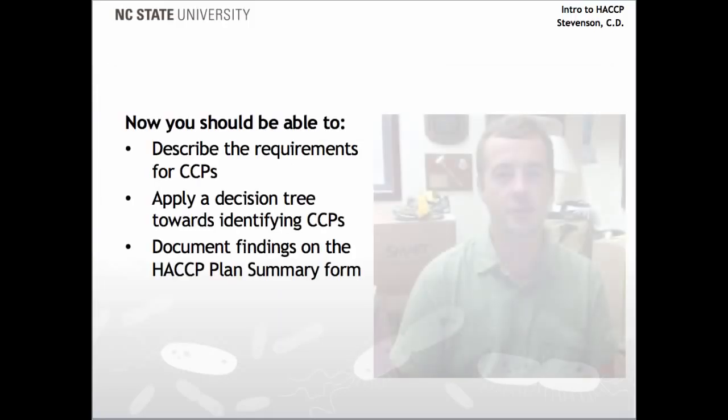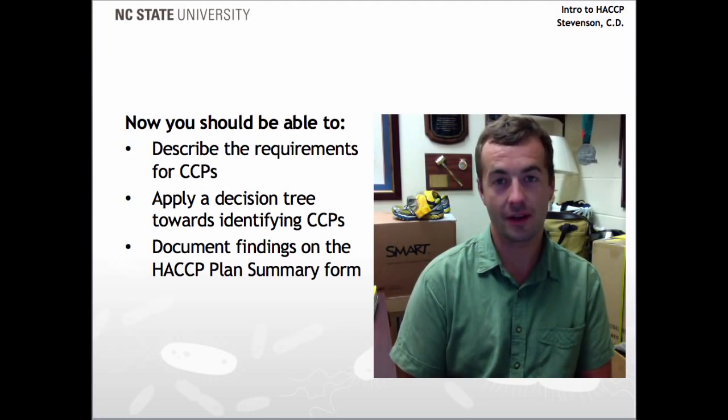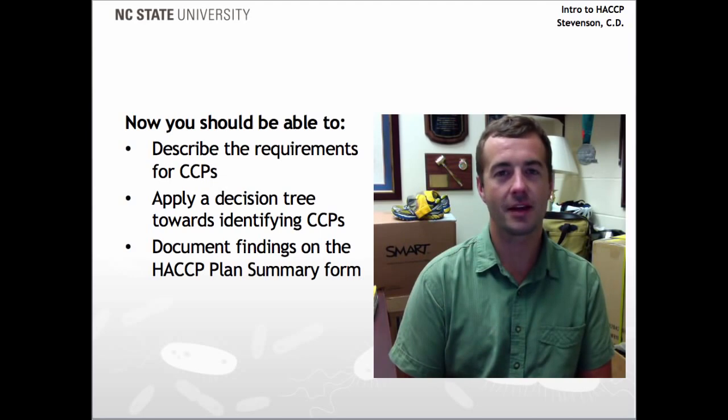In summary, now you should be able to describe the requirements for what makes a critical control point. And you should be able to apply a decision tree for determining critical control points. And last of all, you should be able to document the findings of your critical control point identification on a HACCP plan summary form.